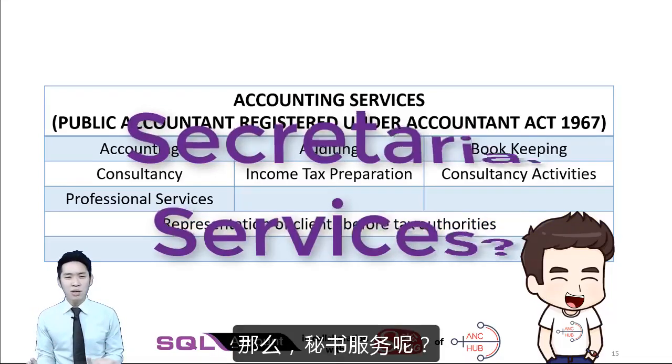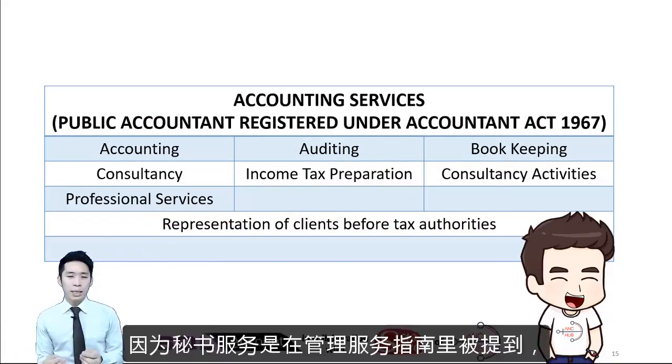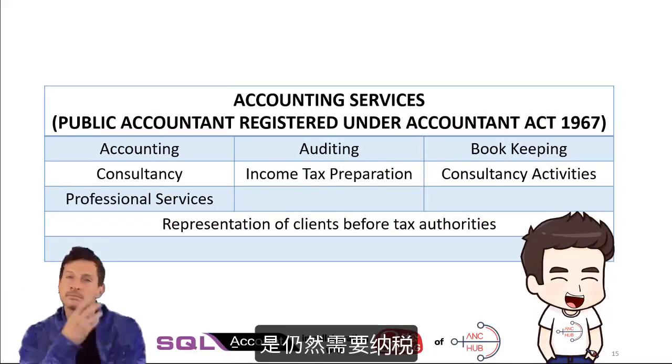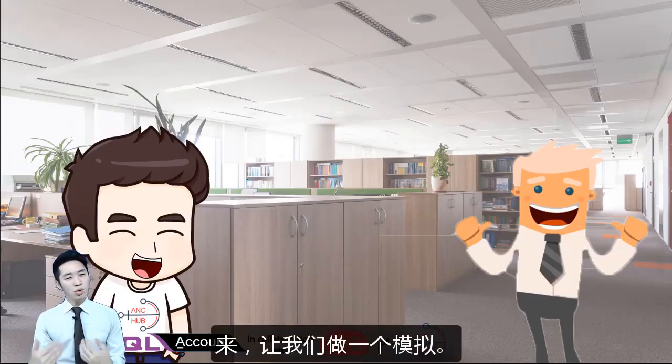Now how about secretary services? Secretary services is not mentioned anywhere, because secretary services is mentioned under the management services guide, so it's still subject to taxable service. Let's do a simulation.